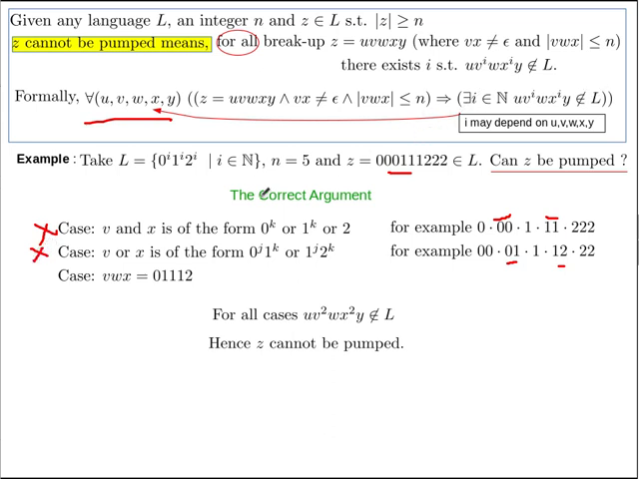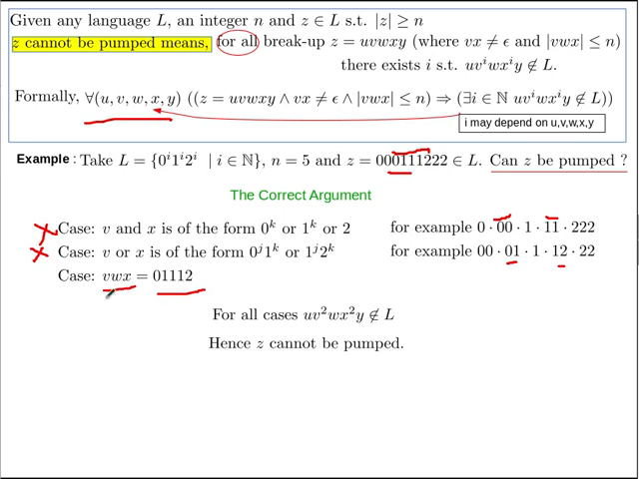Okay, and then the remaining case is that vwx consists of 3 different symbols. But since we have chosen n to be 5, the only possibility is that it has to start from here and it must end here. So the only possibility here is this. In a general case you can have other possibilities, but here also we cannot pump.